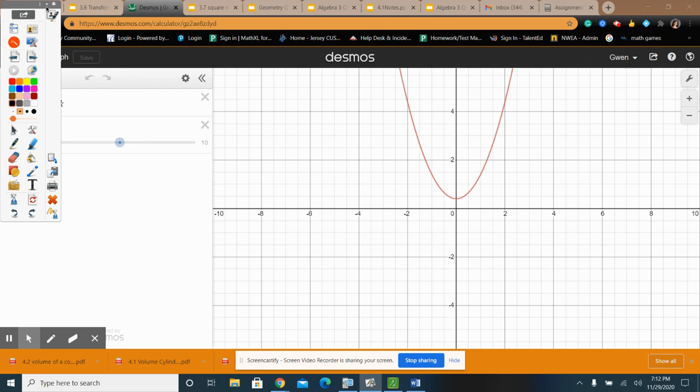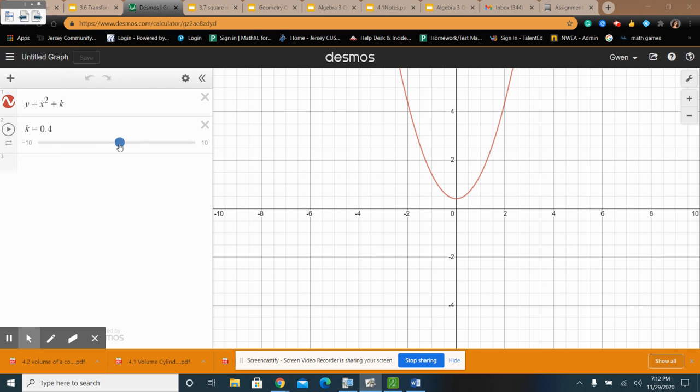Okay, and there's a slider here. So right now, for x squared, we want the k to be 0, and that would be the mother function. So what happens if k is 1? What if it's x squared plus 1? So that the equation is x squared plus 1. What does it do? It kind of looks smaller, but it's not smaller. It's just you see less of the graph.